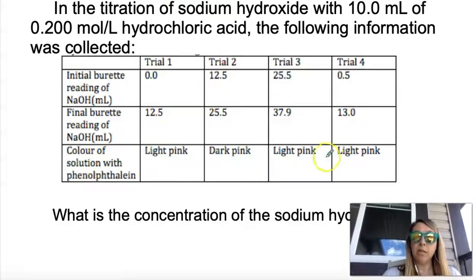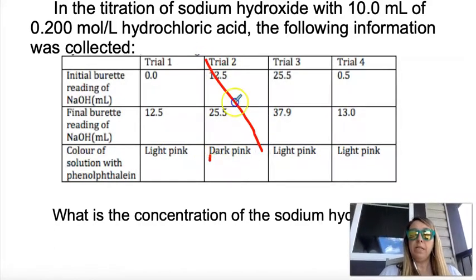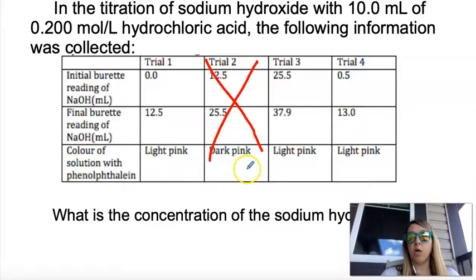If it tells you colors, look for the one that isn't like the other. So light pink, dark pink, light, light. I want to get rid of trial 2. If it didn't give me colors and it gave me volumes, I would look at the numbers. And let's say it was like 12, 12.1, 12.2, and then like 12.7. Then I'd be like, oh, 12.7 isn't like the others, and I would get rid of that one, okay?